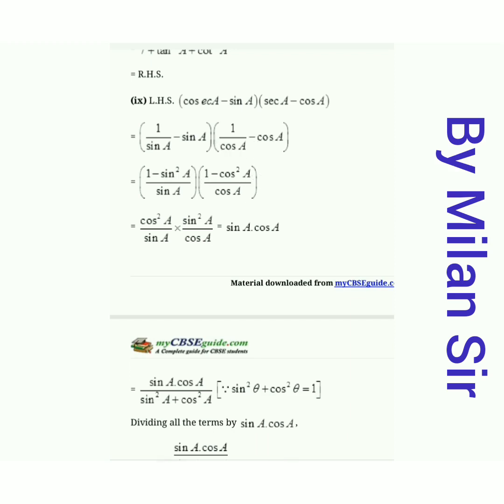Now 1 minus sin square A is equal to cos square A by using the identity. Same thing, 1 minus cos square A, we can write sin square A. And in denominator, sin A into cos A. Here multiplication process is there, then no need to take LCM. That's why we directly multiply numerator by numerator and denominator by denominator.